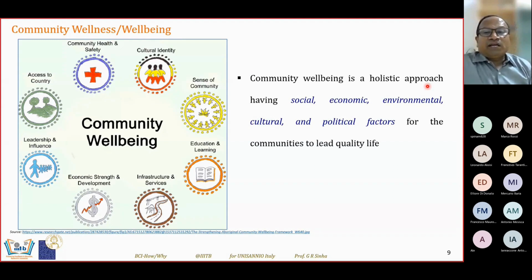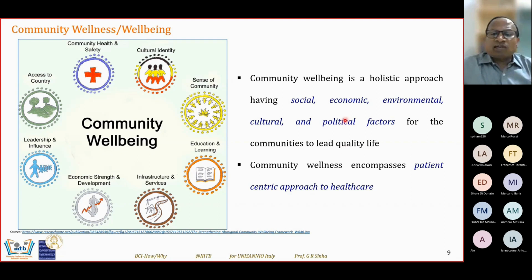If you are aware about United Nations development goals, people talk about sustainable development goals, UN goals. There it always talks about a holistic approach, holistic development of a person that is incomplete without social, economic, environmental, cultural, and political factors for the communities to lead a quality life. So quality life doesn't only come from community wellness, rather it comes from a good amount of learning, good amount of education, quality education, your responsibility to the community, how the community is giving you back, how much you are giving them back. There are so many factors.